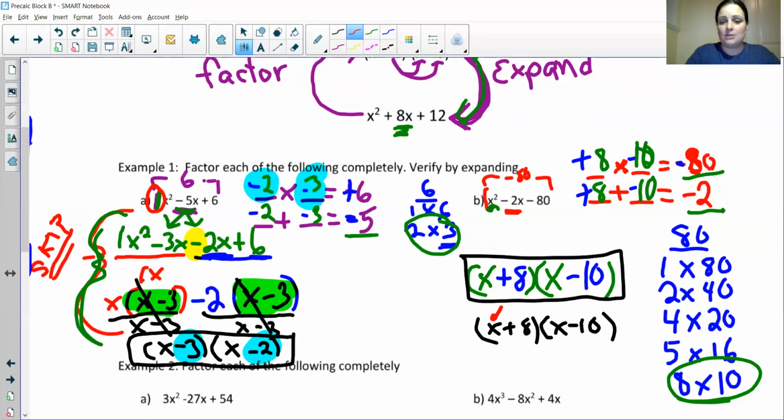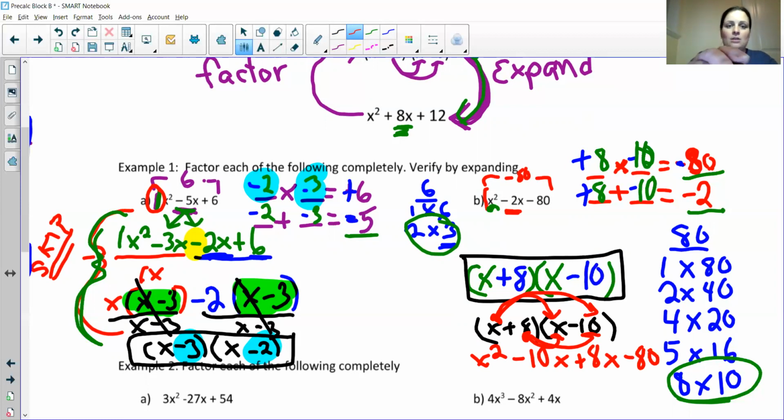So you take x and you multiply it by x, and you get x squared. And then you take x and you multiply it with -10, and you get -10x. And then you take 8 and you multiply it by x, and you get +8x. And then you take 8 again and you multiply it by -10, and you get -80. Run out of room. All right, and then you're not done. You have to group your like terms.